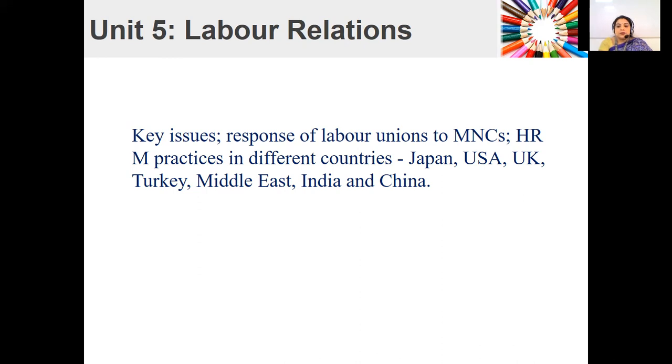So, in short, IHRM is concerned with handling the people, handling the human resources at multinational companies, and it includes managing 3 types of human resources. One is home country employees, then we have host country employees, and the third country employees.